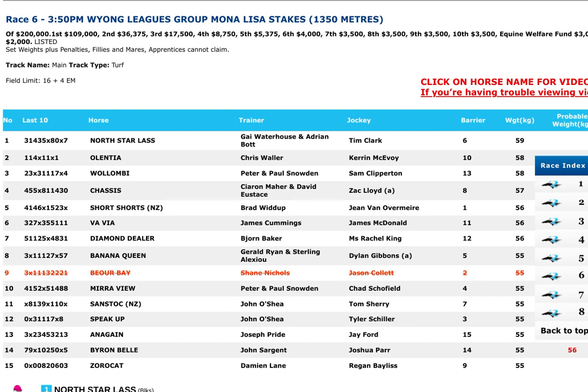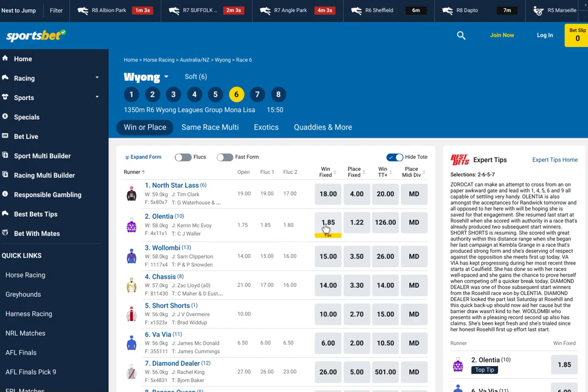Okay, we're going to take a quick look at the Mona Lisa Stakes, which is race six at Wyong on Friday. $200,000 listed race, set weights and penalties for fillies and mares over the 1350. The short-priced favourite in this is Olentia, the lightly raced improver from the Chris Waller yard. It goes around $1.85 in this, and we feel there's value opposing it.